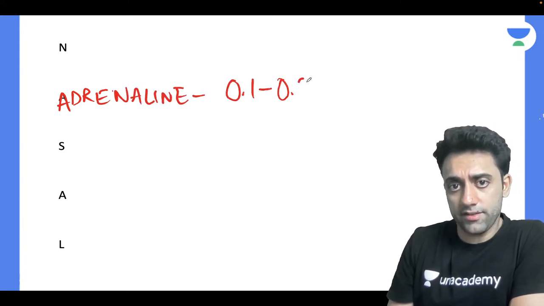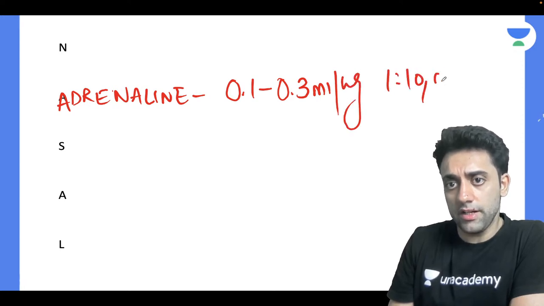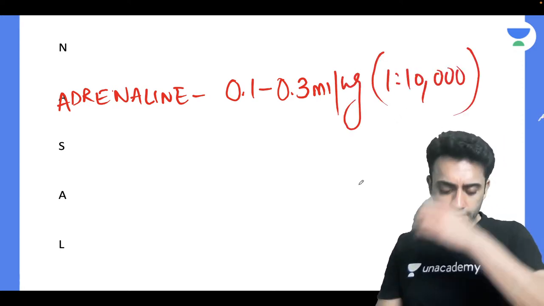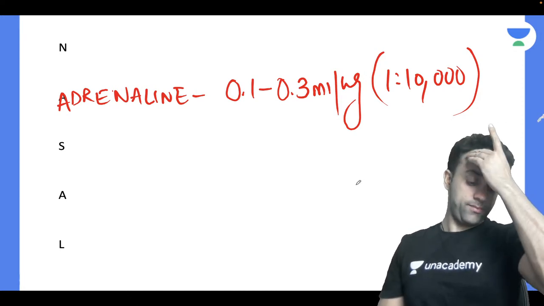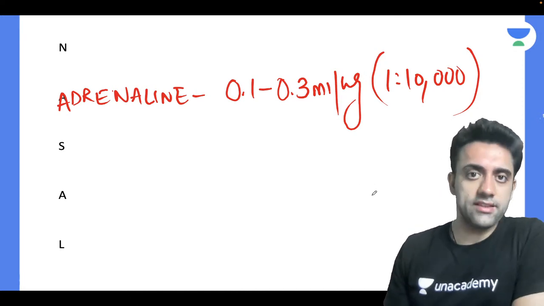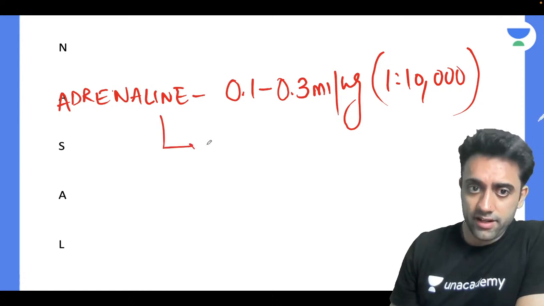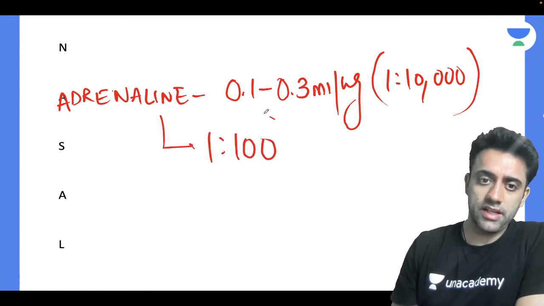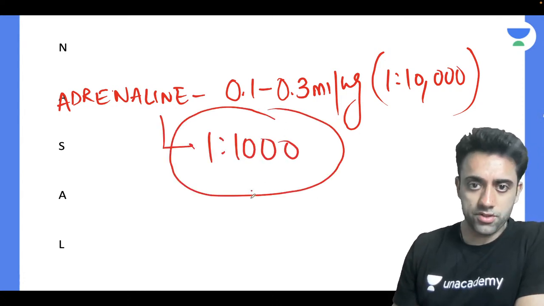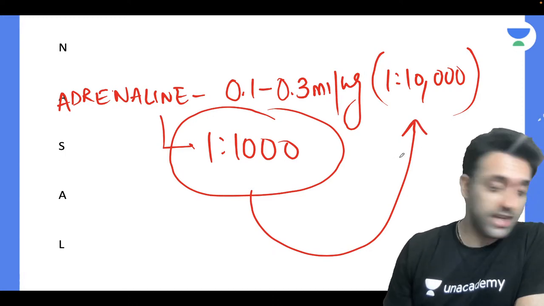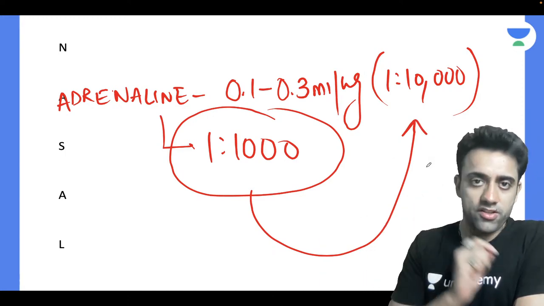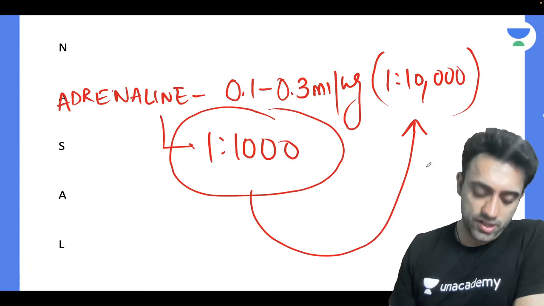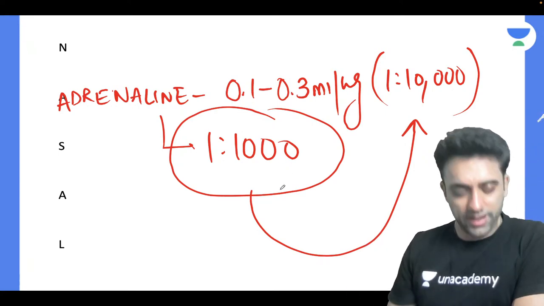0.1 to 0.3 ml per kg in 1:10,000 dilution. Okay, the dose of adrenaline is 0.1 to 0.3 ml per kg in 1:10,000 dilution. The adrenaline ampule comes in 1:1,000 dilution, but I make 1:10,000. Remember? Okay, this part is over.